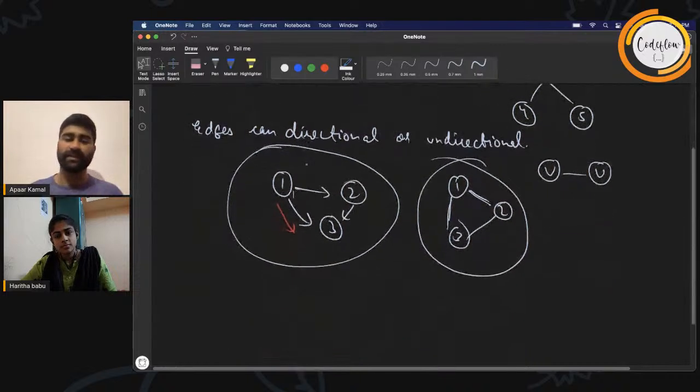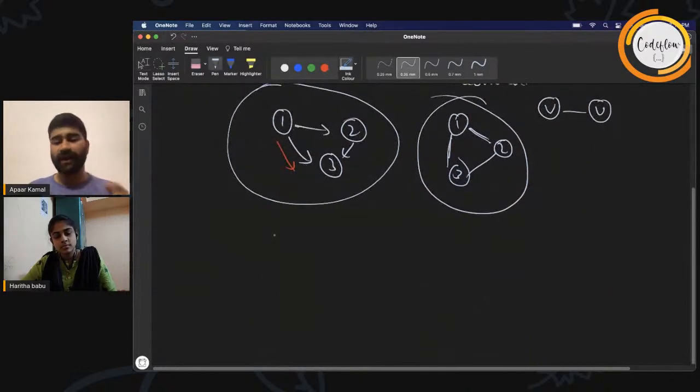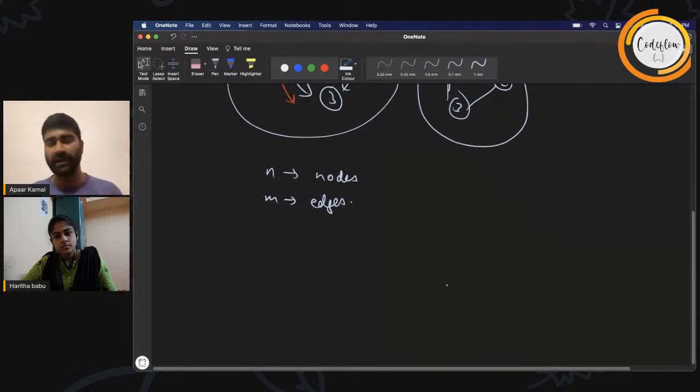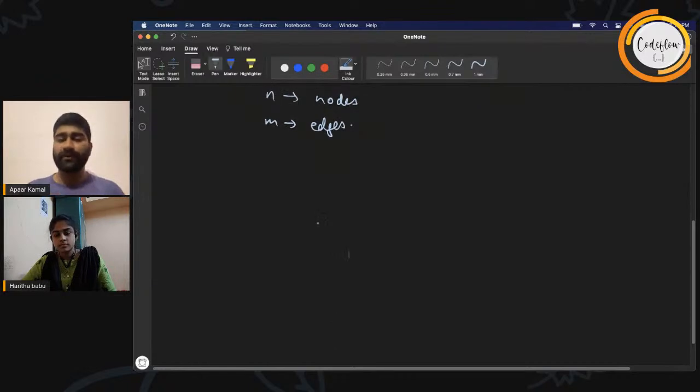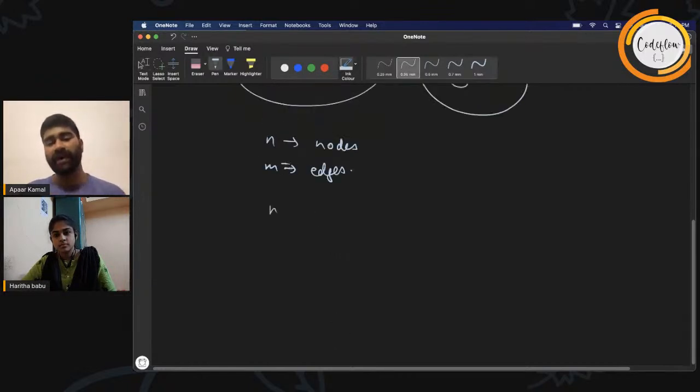This is a normal representation, right? So guys, in graphs, we'll always say we have n nodes and m edges, right? So always remember what n and m mean. If I ever say n, that means the total number of nodes. And m means the total number of edges, right? So let's say I have n equals to 5 for my graph. So I'll have 5 nodes in my graph.